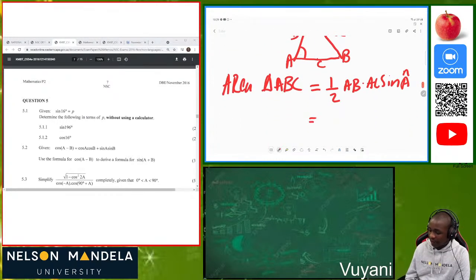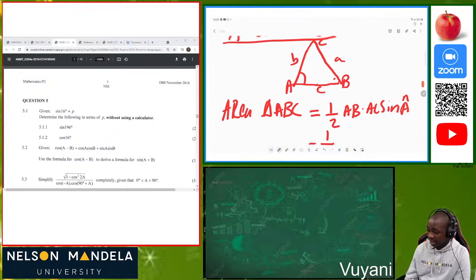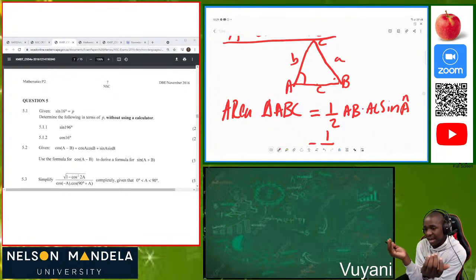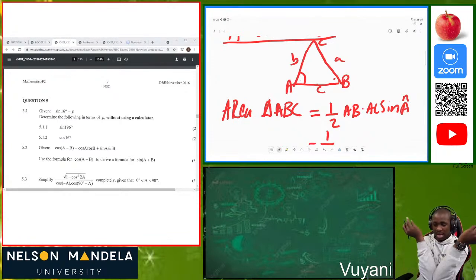It is also, if you are having this angle B, it's always 1 over 2. So we take the two sides which are embracing or which are covering or supporting the angle. If we have the angle here, these two sides which are supporting the angle are the sides which we take into consideration.